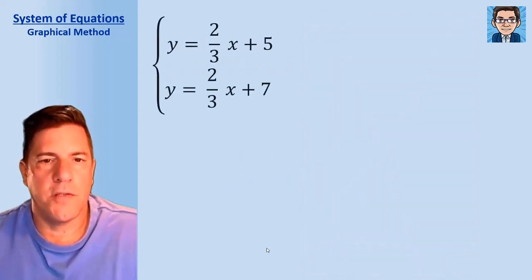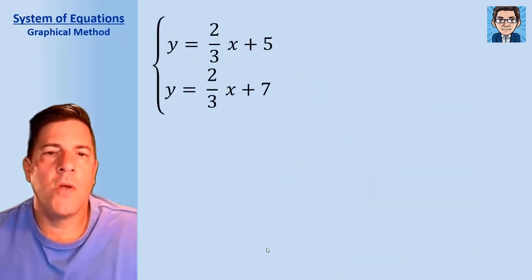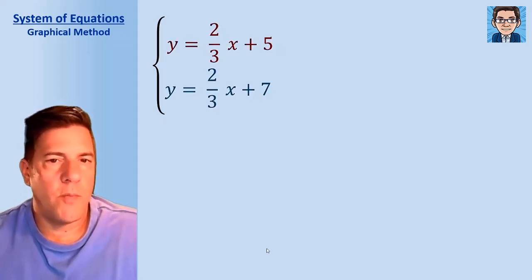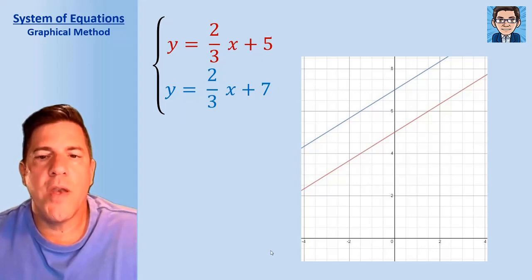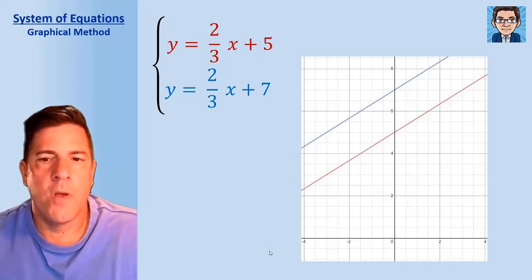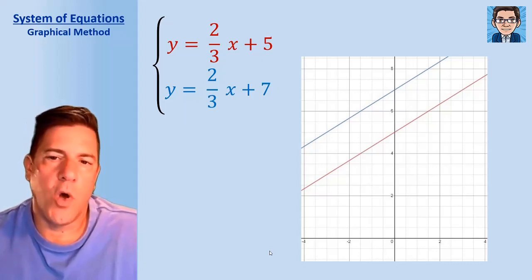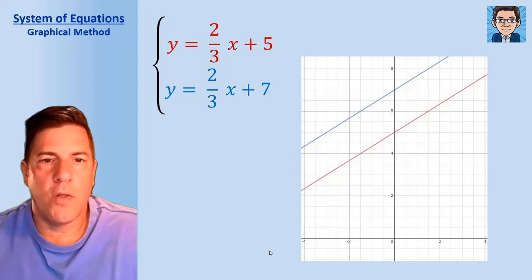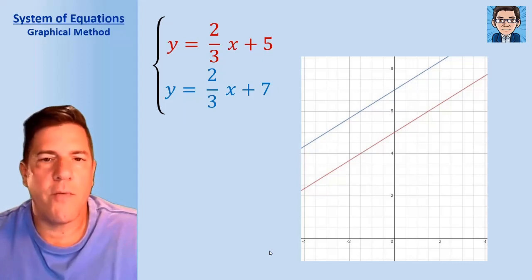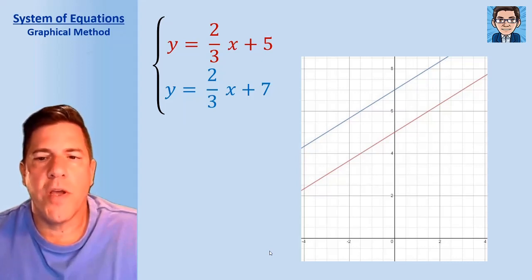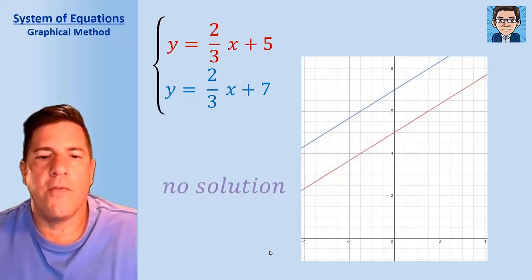Let's take another look at another system here. If I were to graph these two, I'm graphing the first one in red and the second one in blue. These two never meet anywhere, so I can't find a point that's on both lines. If you'll notice on the graph, they both have a slope of 2/3. Looking at the equations, both of them have 2/3 x, so they have the same slope. Lines with the same slope are going to be parallel, so they never meet. So in this situation, we have no solution.